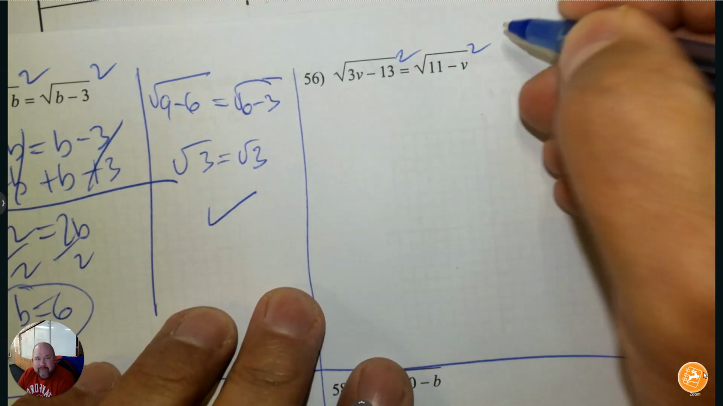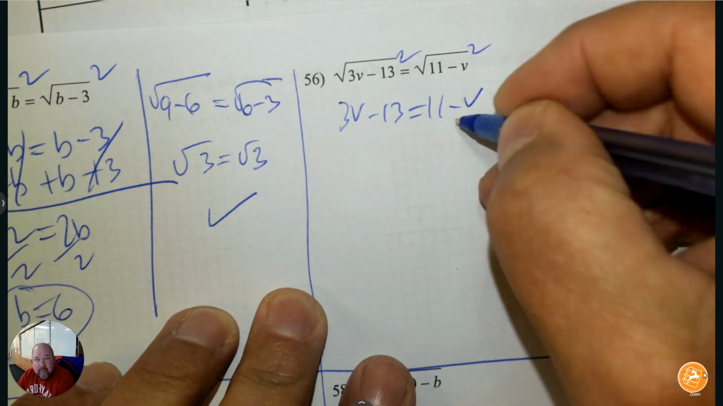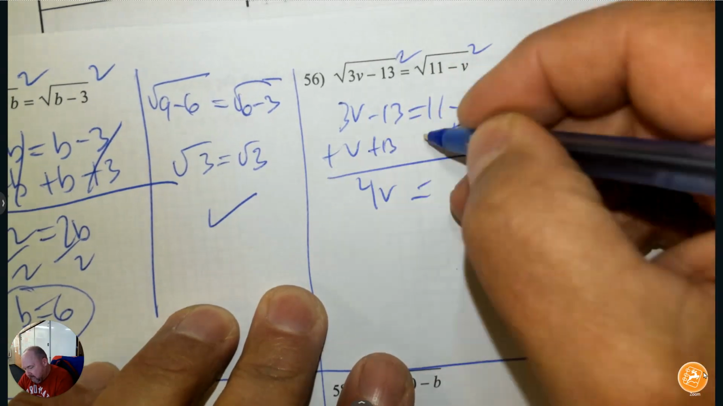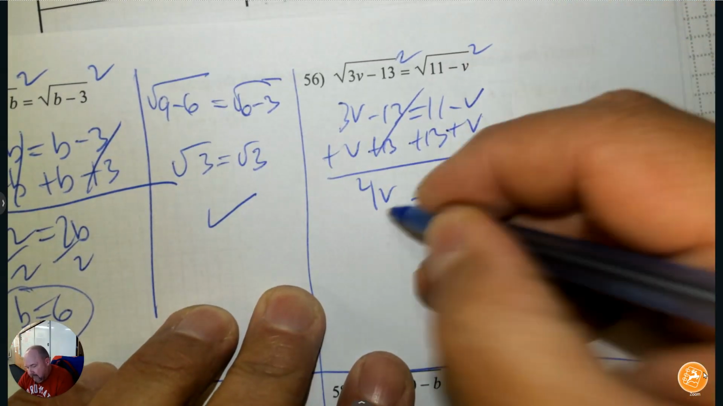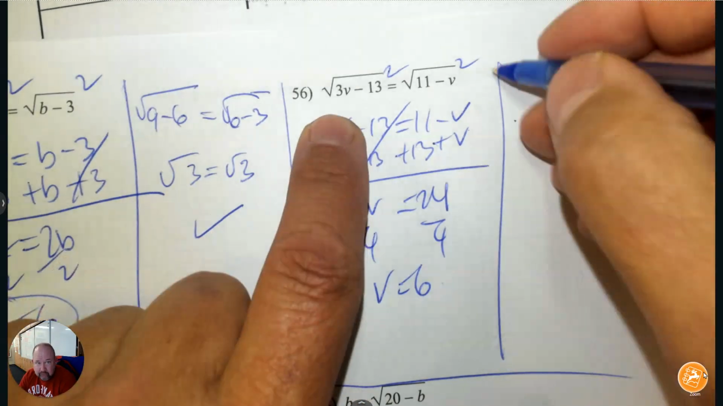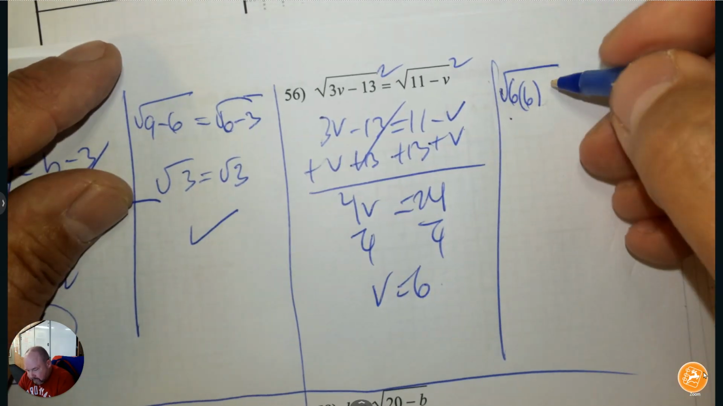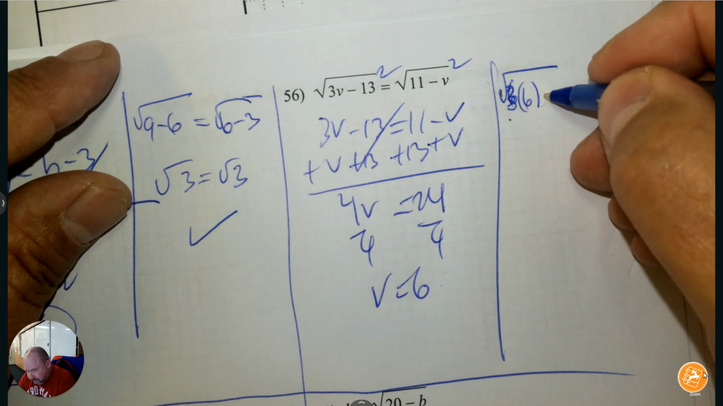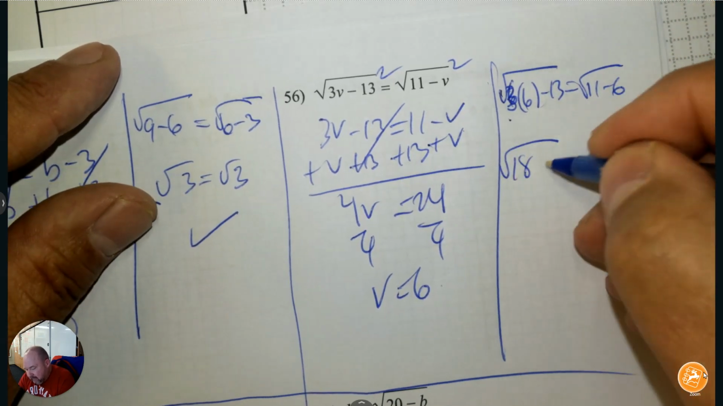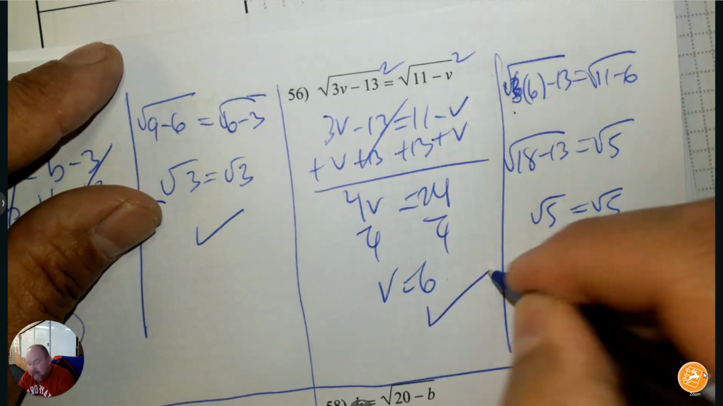Square both sides. We got 3v take away 13, 11 take away v. Bring this together, so I'm going to add v, add 13, and then divide. Now, once you have your answer, go back in and see if it works. That's a 3. In particular, I'm looking for, is this a positive value under the square root sign? And it is. So both sides equal each other, and it's positive 5, so that's a good answer.